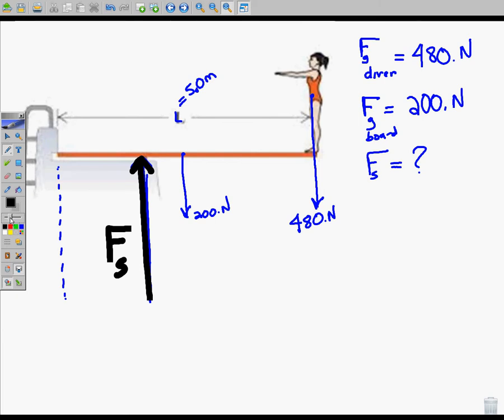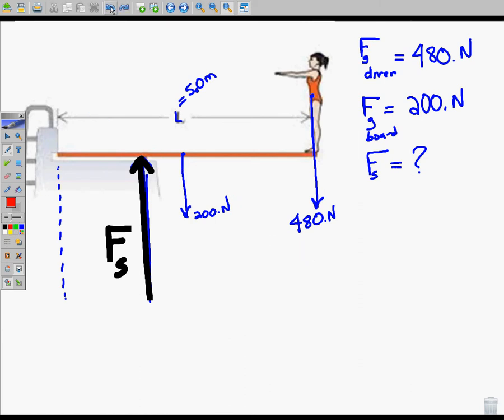Are there any other forces acting on that diving board? If those were the only 2 forces, would everything be in equilibrium, nice and balanced out? No. What would happen? The diver would tilt it. The whole board would tilt down like that, right? So there needs to be a support on the other side over here.